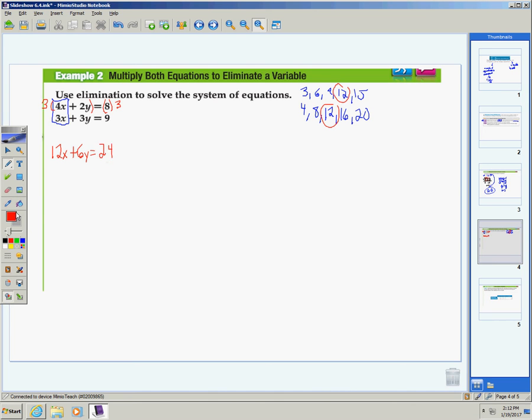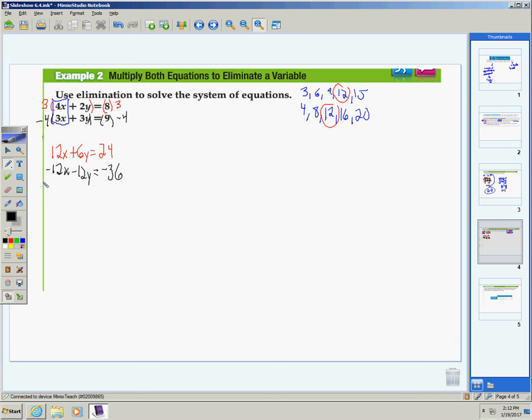And then I'm going to take my second equation, and I want this one to be negative 12x. So I'm going to multiply each equation by negative 4, because I know negative 4 times 3x will give me the negative 12x I want. So I get negative 12x minus 12y equals negative 36.